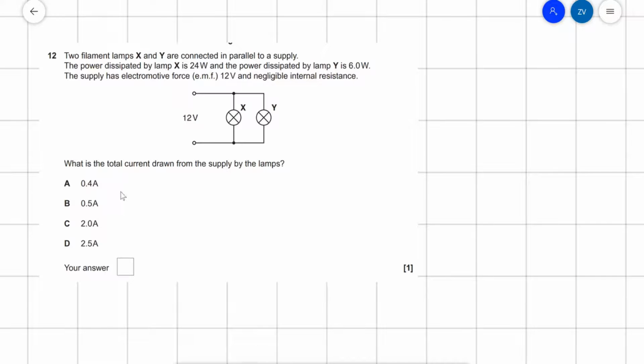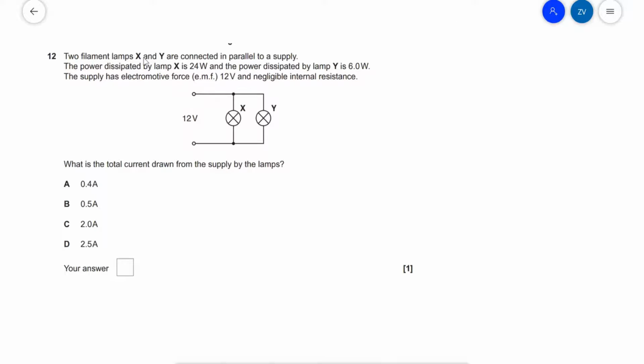Question 12. We have two filament lamps X and Y connected in parallel to a power supply. The power dissipated by lamp X is 24 watts, and this lamp over here dissipates 6 watts. The supply has an EMF of 12 volts and no internal resistance. What is the total current drawn from the supply by the lamps?